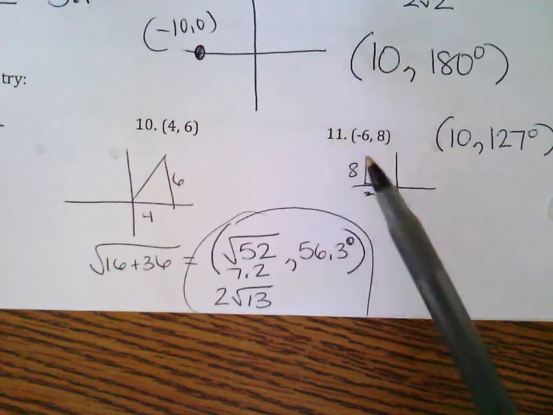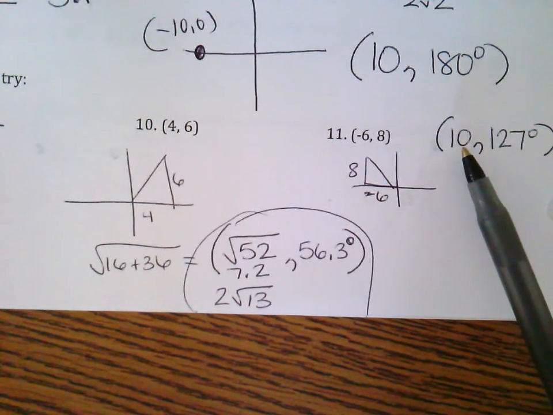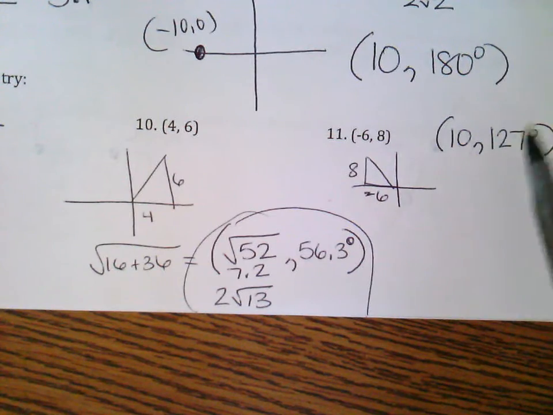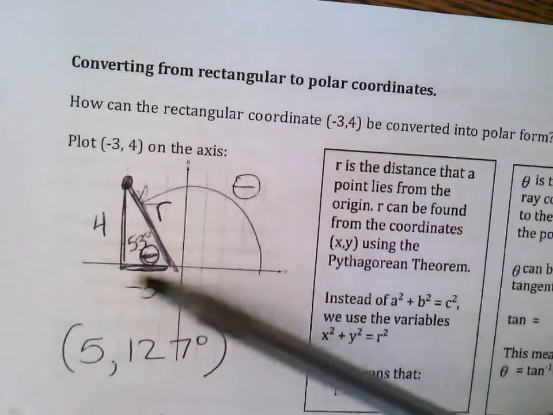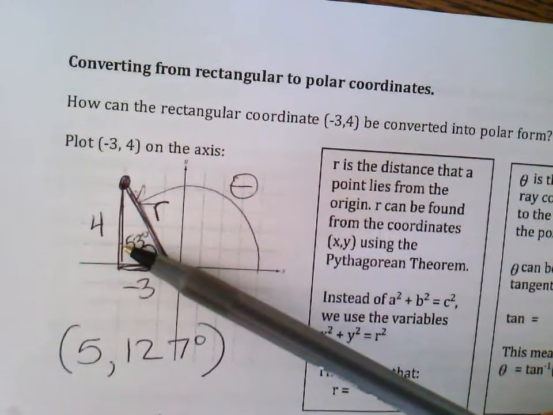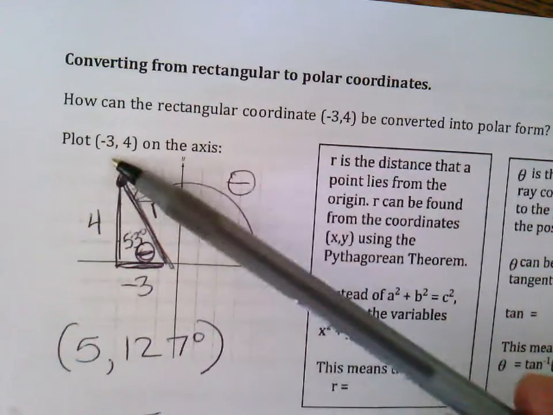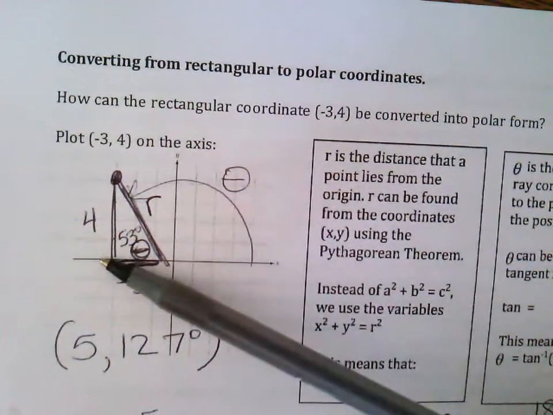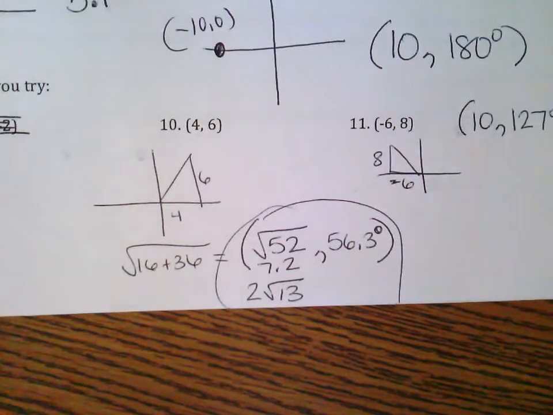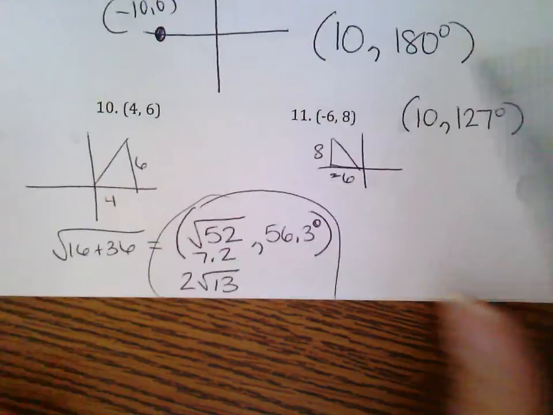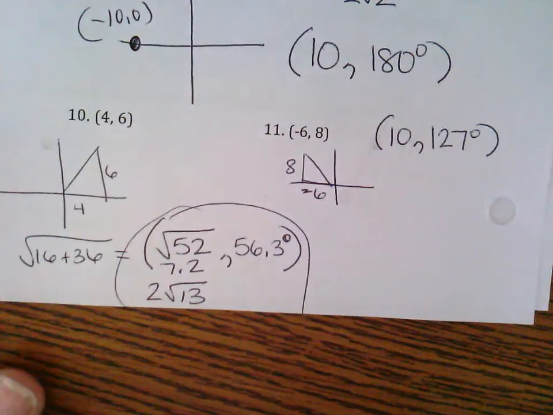And then Pythagorean triple, right? So the r value is 10. And then 127, you should have gotten what? Negative 53. And then that reminded you that, hey, we had negative 53 up here and it was 127. It's the same reference triangle, right? A 4 and a 3 ratio is the same as an 8 and a 6 ratio, right? So that is converting from rectangular into polar.